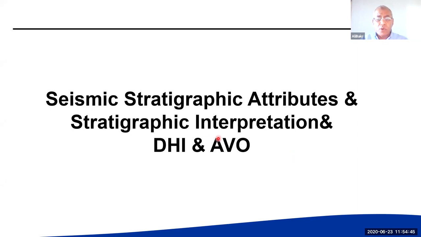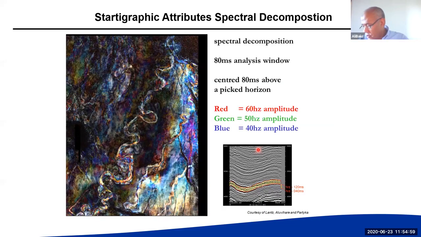So this part could be named quantitative interpretation, while the qualitative interpretation is usually related to the structural interpretation and a very small part of the AVO only. Let me jump very fast to the stratigraphic interpretation. I'm just going to list one thing, one of the attributes.